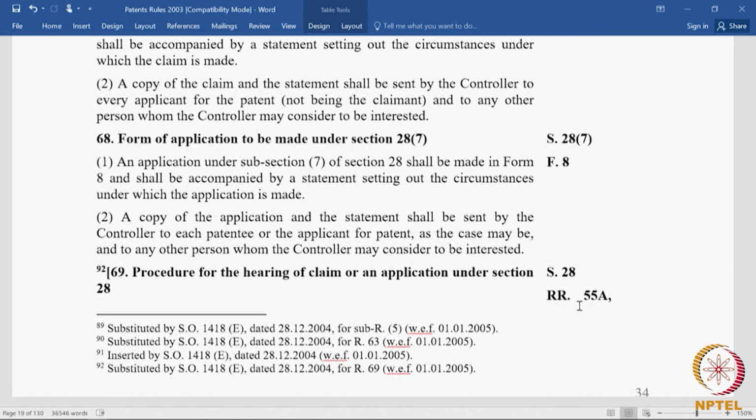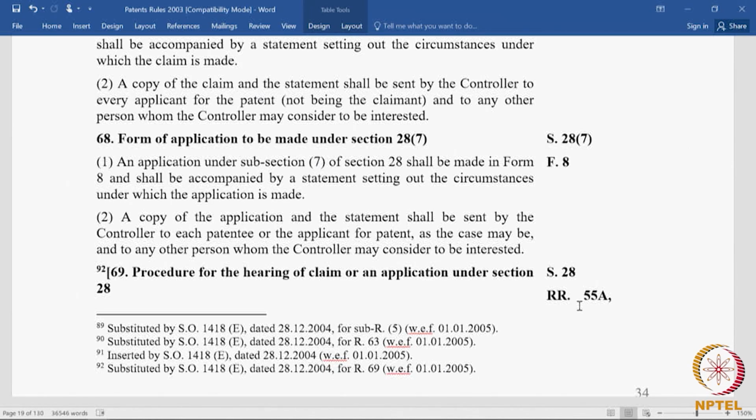Rule 68 again deals with the certificate. Now, 68 pertains to 28(7), which is to rectify an error that has already been carried out, and the person who requests is asking for a certificate. So, he does the same thing: he files Form 8, and because he is a third party, there is a statement. Understand that a statement is required when you are not a party to the proceeding. You are a third party, so a statement is required. Applicant, no statement. Applicant along with the aggrieved inventor, no statement required.